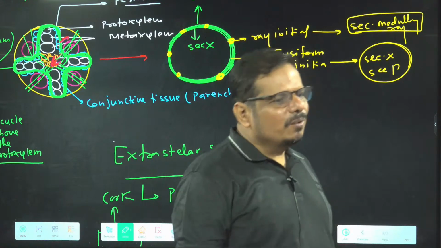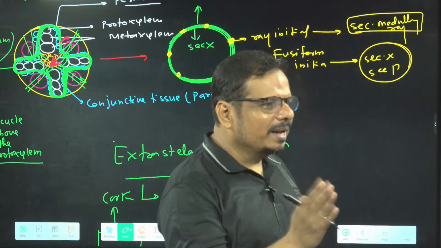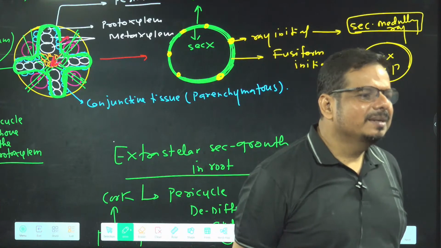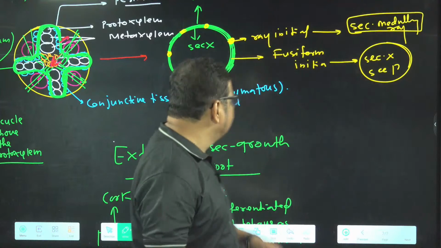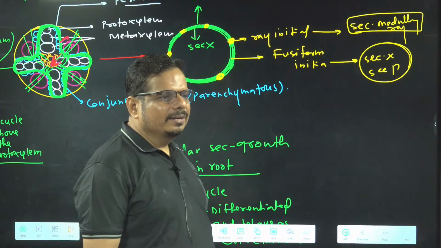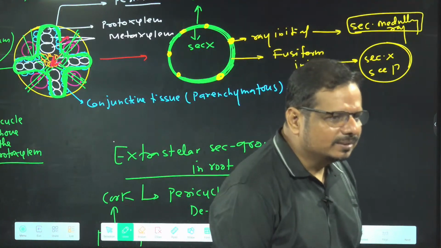But in a stem, both primary and secondary medullary rays are present. I told you in stem, primary medullary rays and secondary medullary rays. But I never mentioned primary medullary rays in the primary tissue of root. So in root, only secondary medullary rays are there, primary medullary rays are not there.